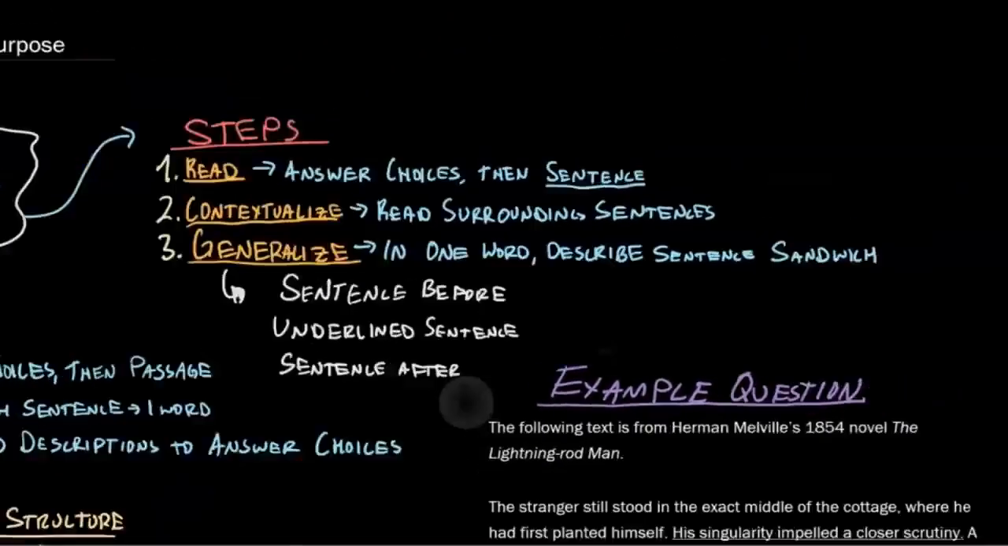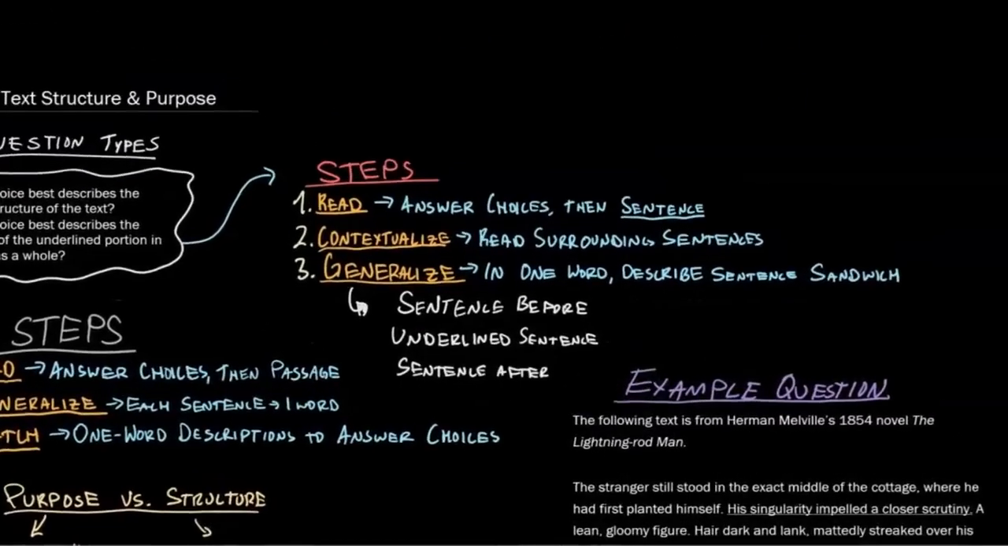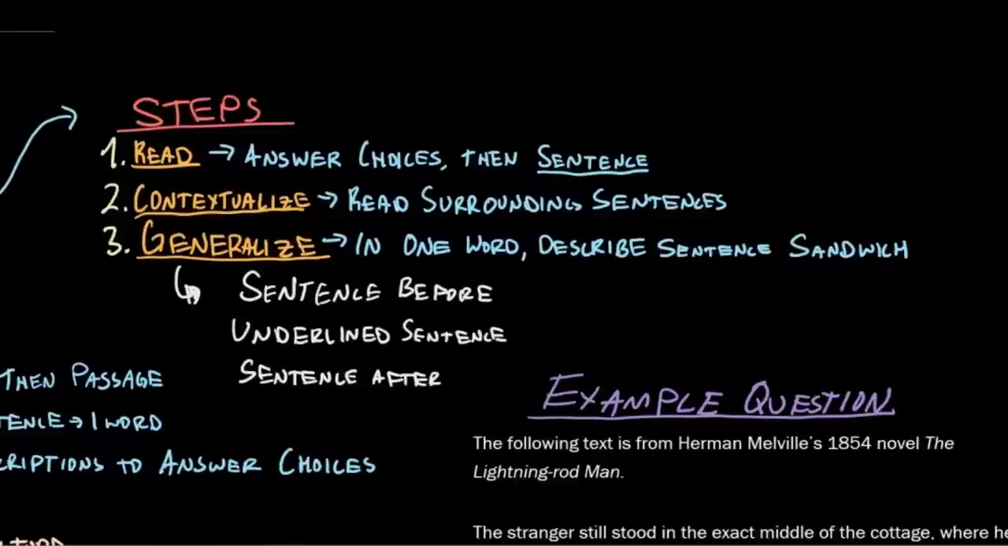Now let's take a look at a different problem, right? Kind of similar. Which choice best describes the function of the underlined sentence as a whole? So the first thing you do is read the answer choices, then you read the sentence, and then you read the surrounding sentences. So we're going back to that sentence sandwich, okay? And then we're going to do it in one word. We're going to describe our sentence sandwiches. Each of these words is going to have one sentence description. Our sentence sandwich is the sentence before, the underlined sentence, and the sentence after.